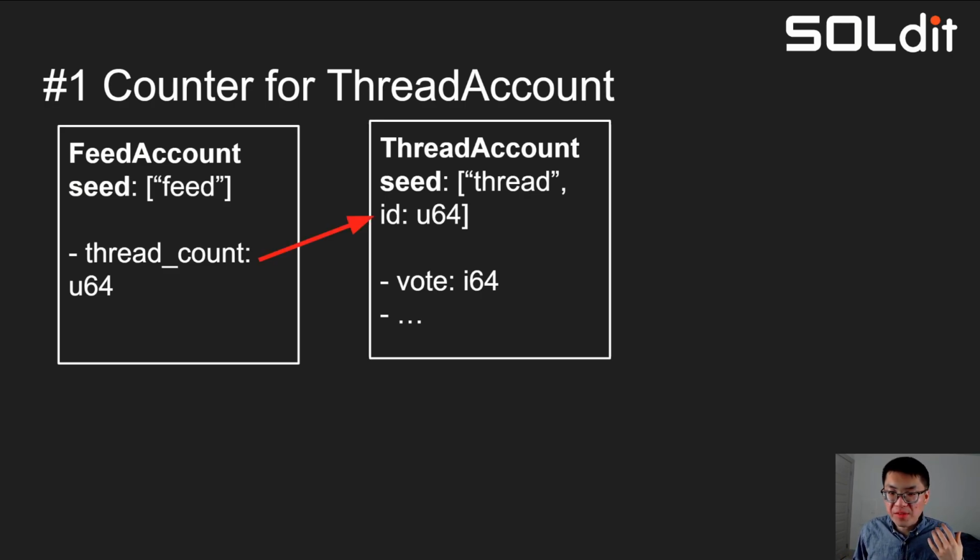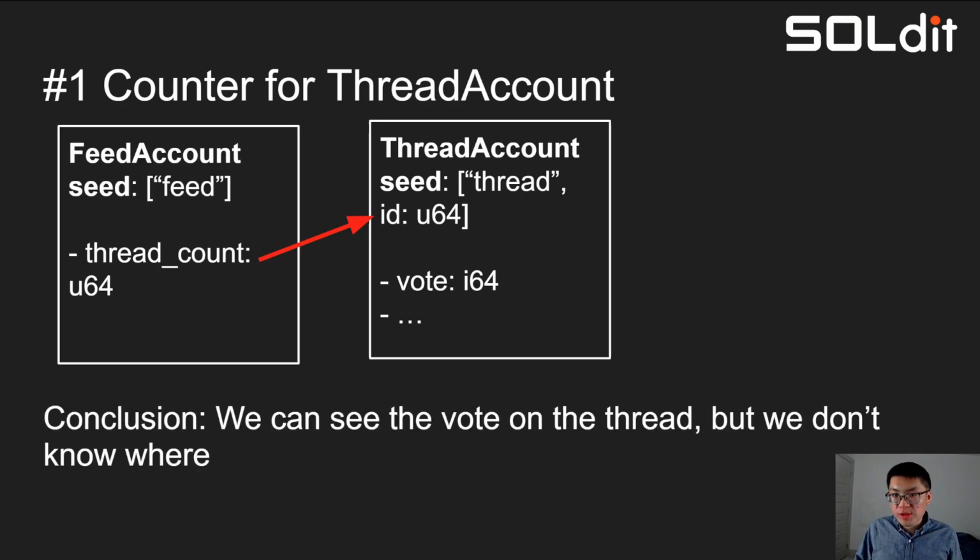And just like we've talked about before, once we look at our feed, we can use the count to generate a list of thread accounts. Or we can generate a list of threads that's associated with our feed. Conclusion for this solution is that it's great in the sense that we can actually see the total vote on the thread, but we don't know who is voting for it.